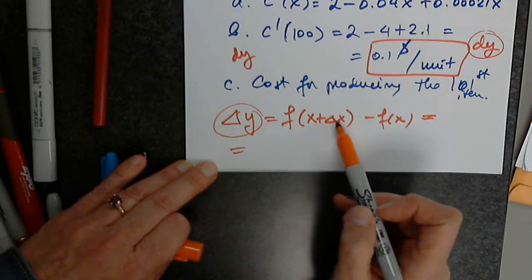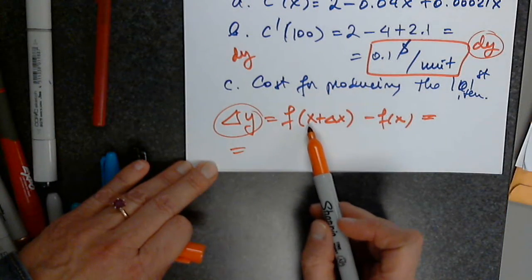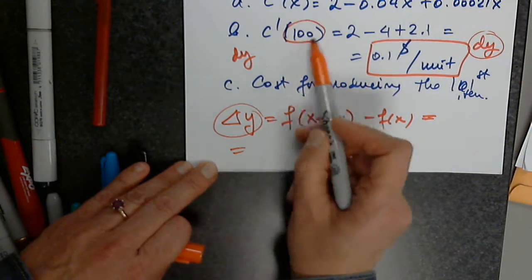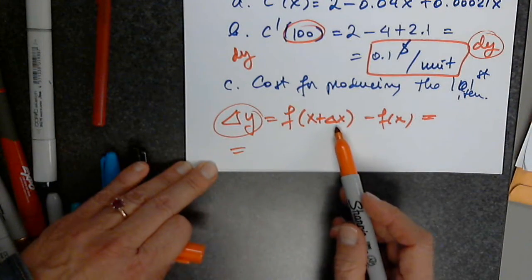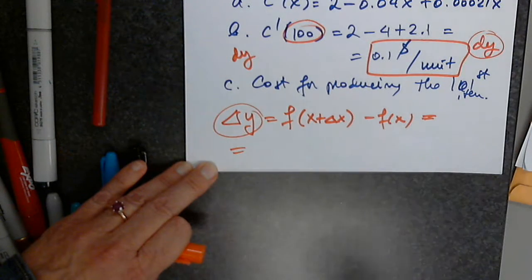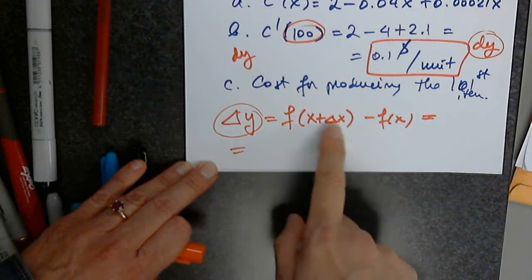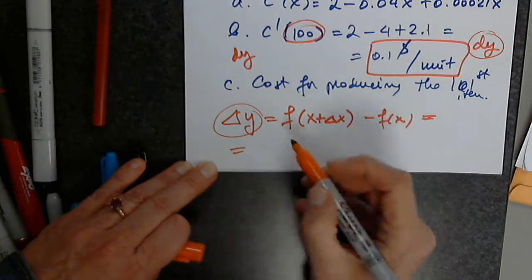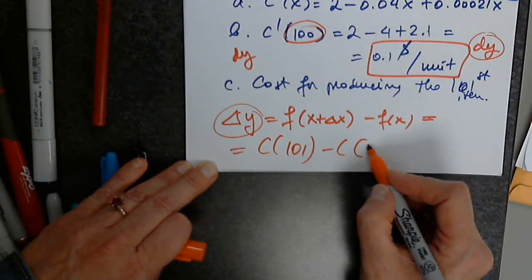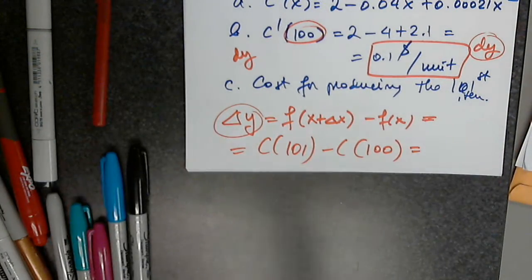Okay, so f of x plus dx, how much is dx and how much is x? X is, of course, 100. That's what we are talking about, right? And delta x is, of course, what? 1. So that's why this is 101. So I have the cost of 101 minus the cost of 100. So please plug in 101 in the original function and plug in 100 and tell me what you get.